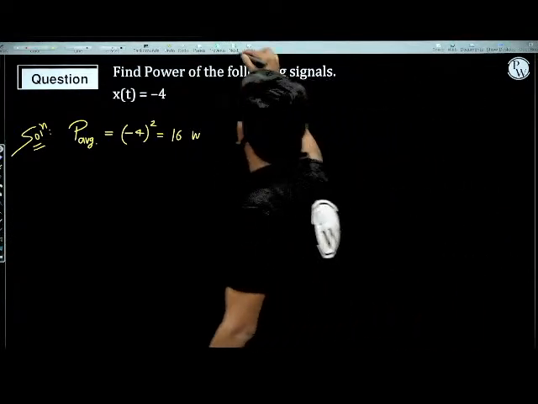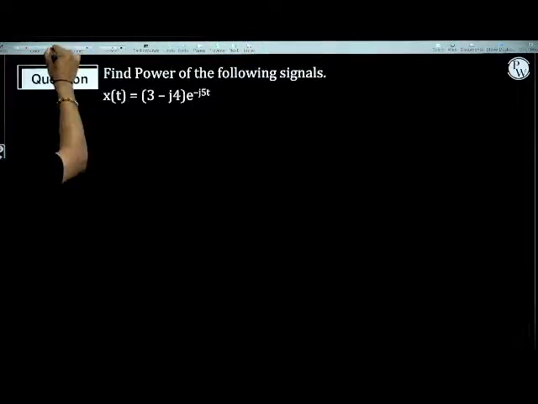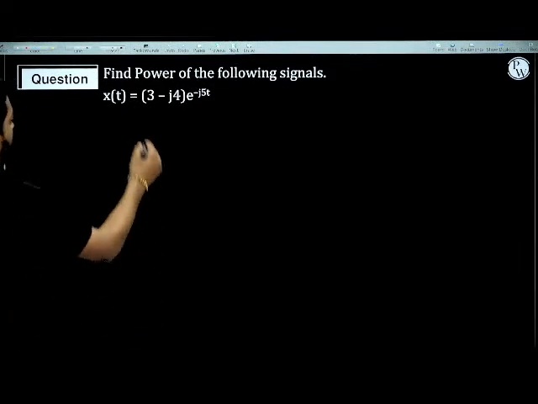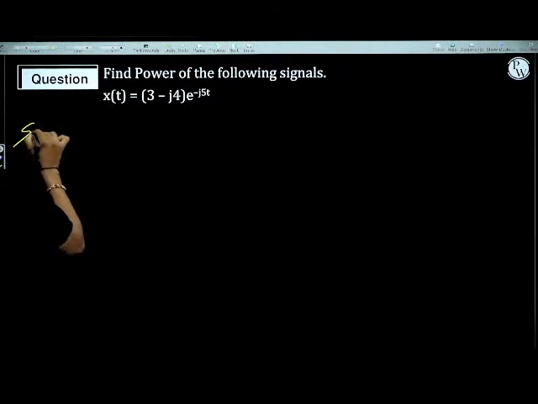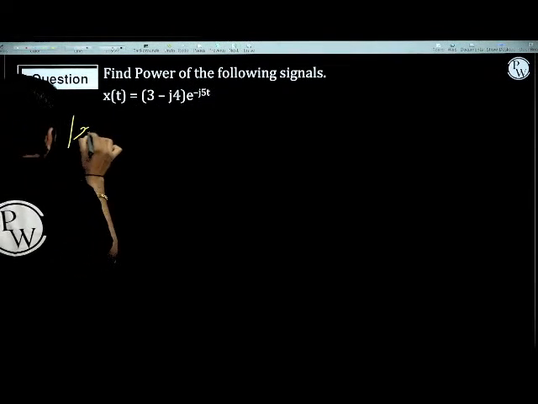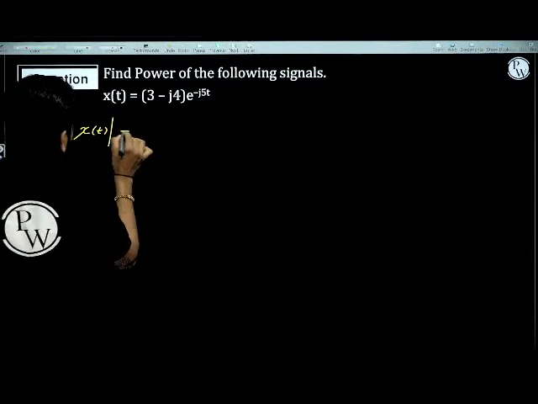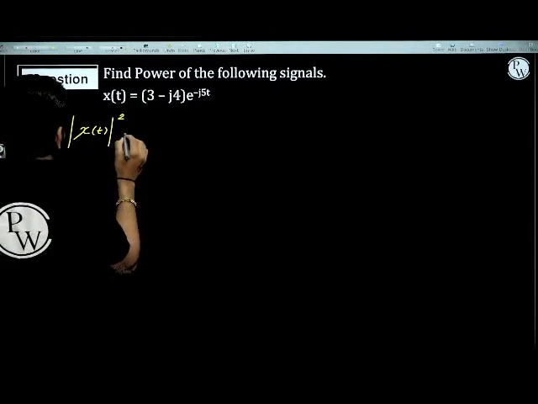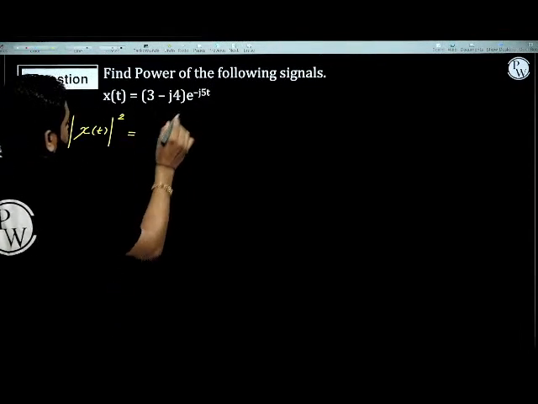Okay, very good. Now next. Now this is what? Complex conjugate signal, guys. Before calculating the power, first of all we have to find the magnitude of this signal. Magnitude square will be required, correct? So what is the magnitude here?